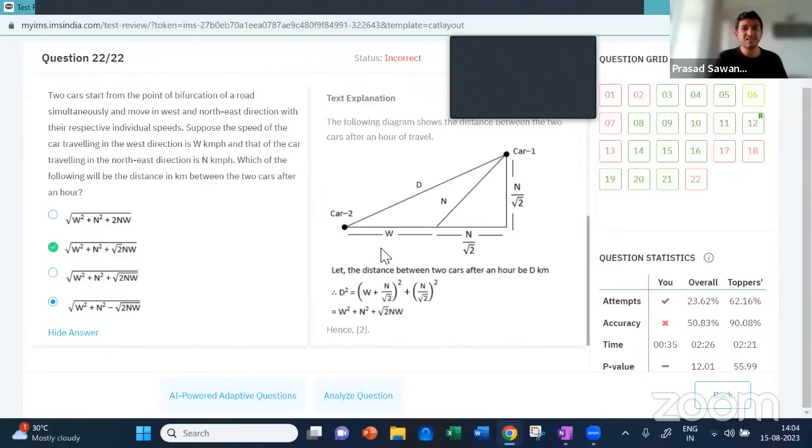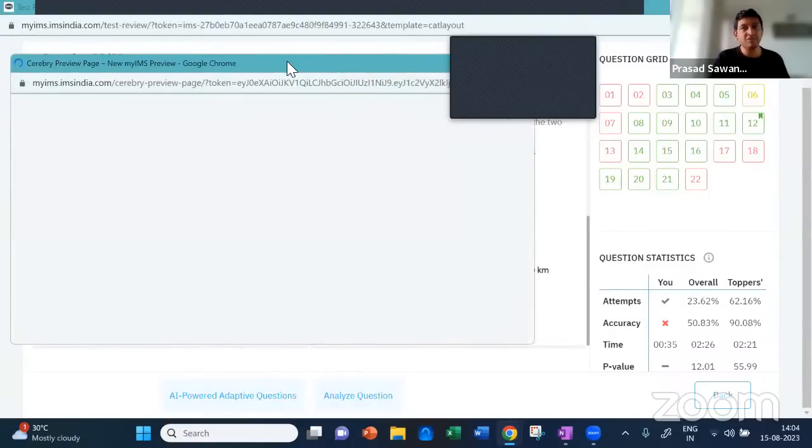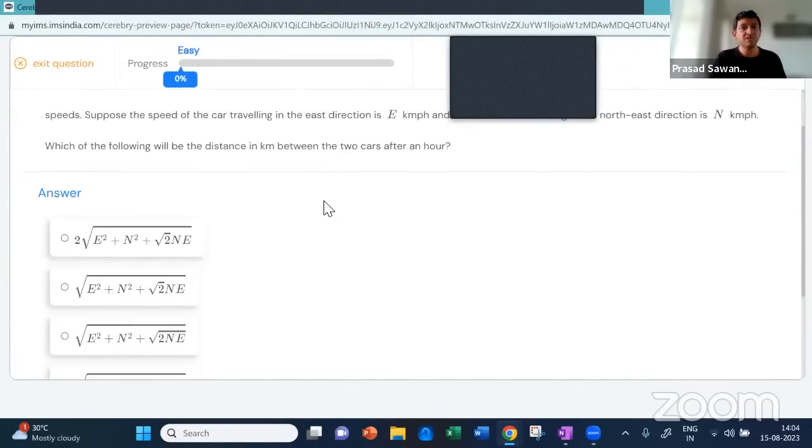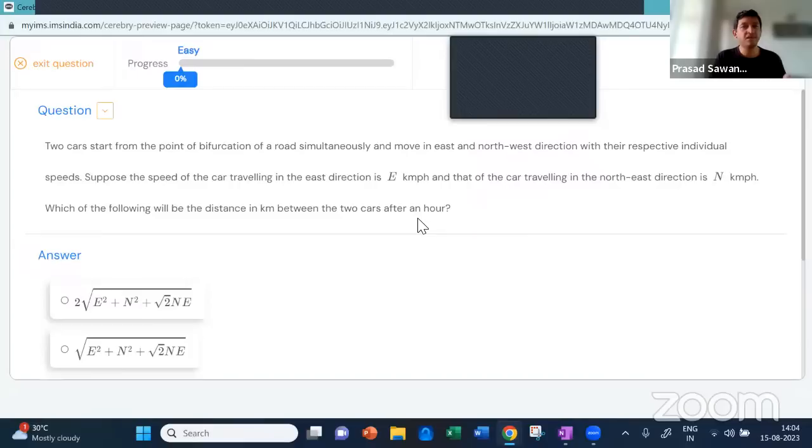But otherwise, if you get stuck in any question, if you feel that you should have practiced more questions, you can go to this AI powered adaptive questions tab, and it will give you a similar question, right? So in this case, in 2 cars after an hour, it will change it to maybe E and N by 2.